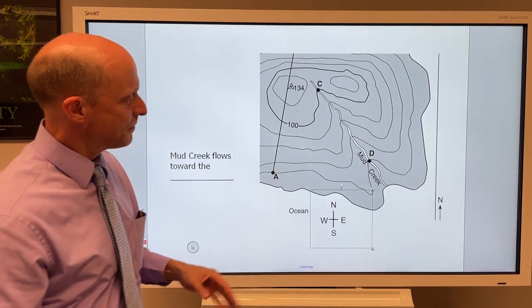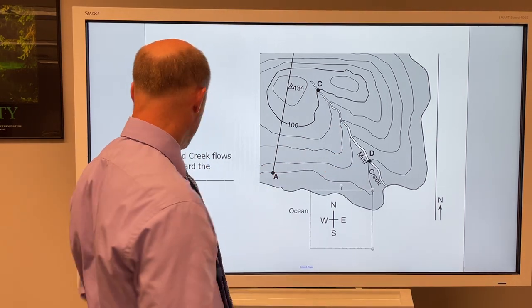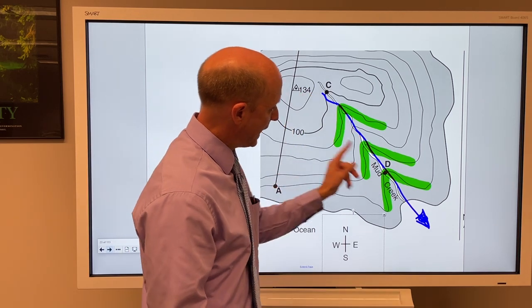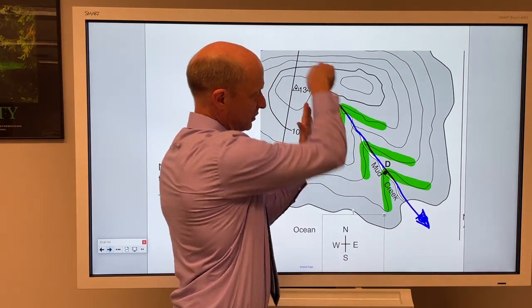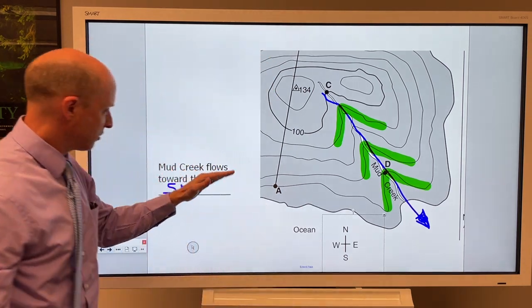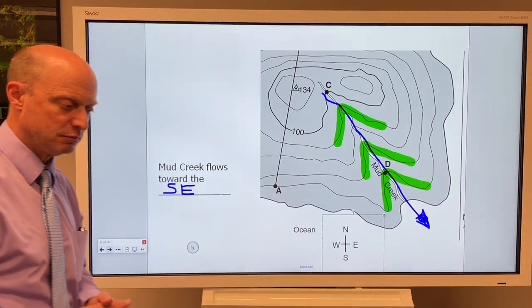So in this case, Mud Creek is right here. This is the ocean. So let's see. Right, look at the V's here. The creek is flowing that way. The V's point uphill, so it has to be flowing the opposite direction. Therefore, Mud Creek flows towards the southeast. Please pause this and copy that down now.